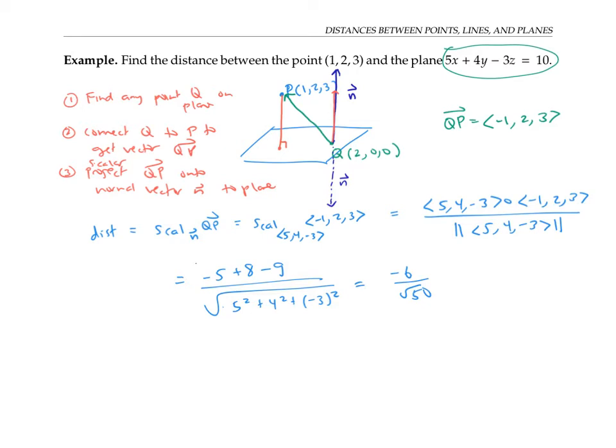Since I want my distance to be the positive length of the shadow rather than the signed length of the shadow, I can fix that pretty easily just by putting absolute values. So in fact, I should have had absolute value signs all the way along here. And my actual distance is +6 over the square root of 50. And that's my final answer.